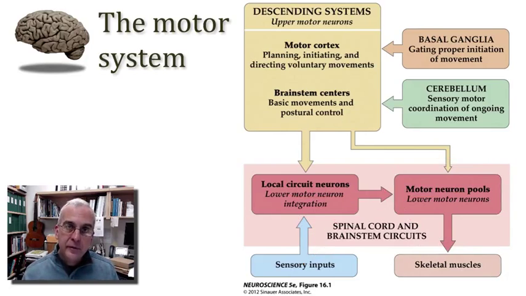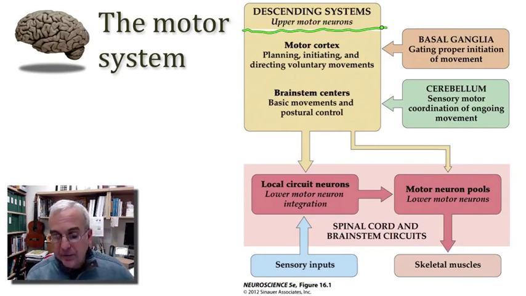Now let's move up the nervous system just a bit and consider how the outflow from these circuits that govern the lower motor neurons is controlled. Well, they're controlled by a set of neurons that we call upper motor neurons. And these upper motor neurons exist in the motor cortex and in the brainstem.